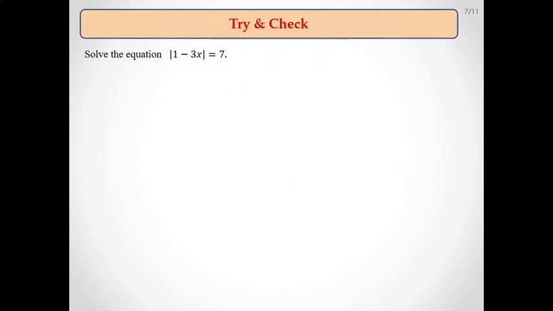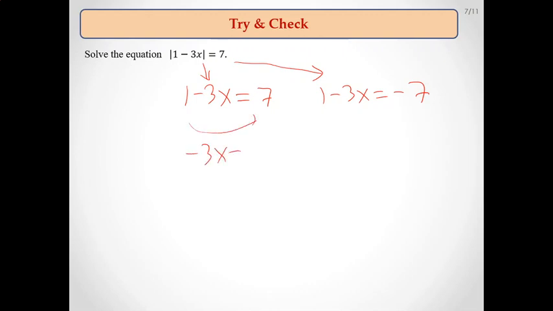Now let's try to do this one. The absolute value of 1 minus 3x equal to 7. Okay, we have two options. One is this. The other is 1 minus 3x equal to minus 7. So let's solve this one. I can send 1 to the other side. Negative 3x equal to 6, and divide both sides by negative 3. So x equal to minus 2.